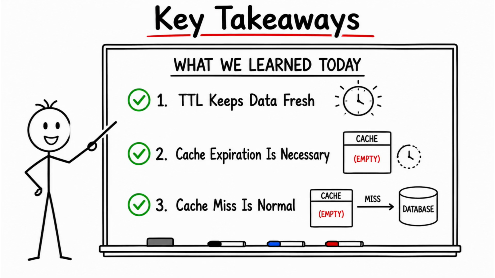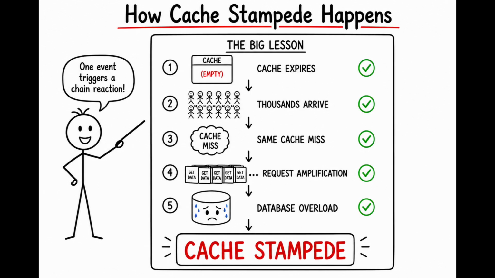So today we learned something important. We learned why TTL exists. We learned why cache expiration is necessary. We learned that a cache miss is completely normal. And we learned that the real danger appears when thousands of requests discover the same cache miss together. That creates request amplification. The database becomes overloaded. And that situation is called cache stampede.